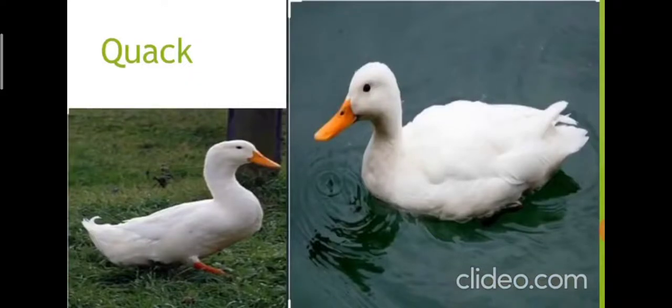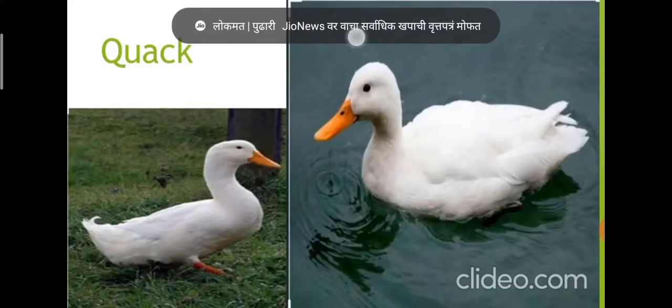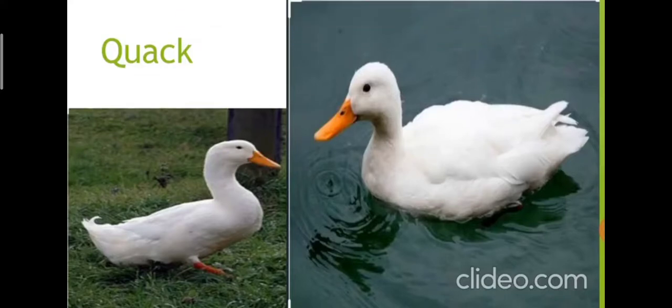Now students, this is duck. Very good. And duck stays in water. Shelter of duck is water. Ducks are usually found in lake, in river. They stay in water. And students, the sound that duck makes is quack quack. How does duck make the sound? He quacks. The sound of duck is called quack. So students, I hope you all understood it.